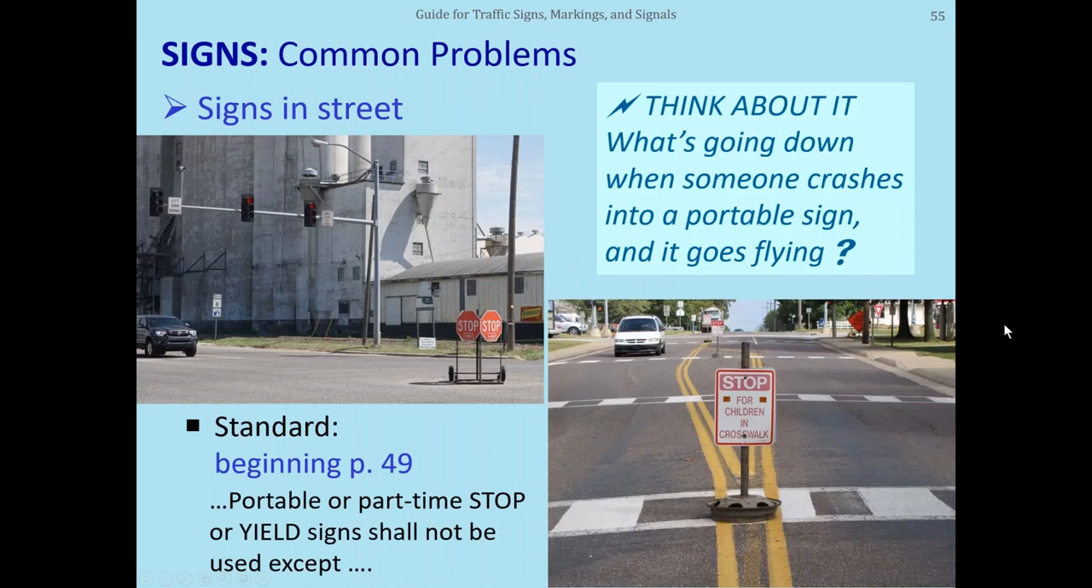Earlier we said generally signs in streets were not allowed, and we're going to address that now. What's going to happen when a vehicle strikes these non-conforming, prohibited types of installations? Well, you're going to have heavy metal objects slingshotting out into traffic, pedestrians, whatever. Not a good potential.